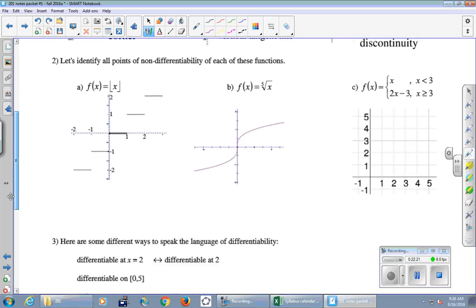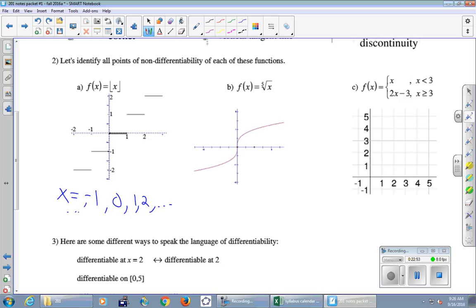Okay, number 2. Let's identify all points of non-differentiability, places where the function does not have a derivative. Okay, what's the issue with this first picture? It's not continuous. So any point where the graph is not continuous, it's not differentiable. So points of non-differentiability here, x equals, start naming some numbers where the graph is not continuous. -1, 0, 1, 2.